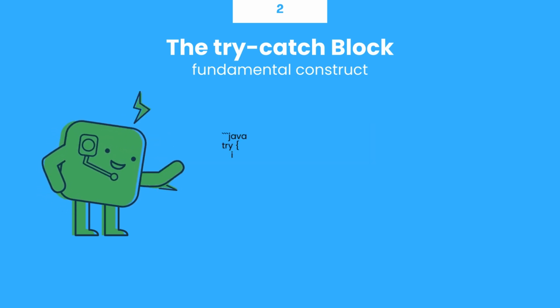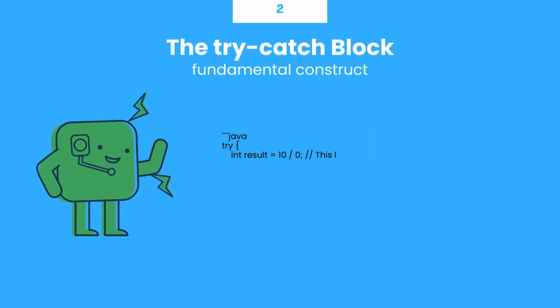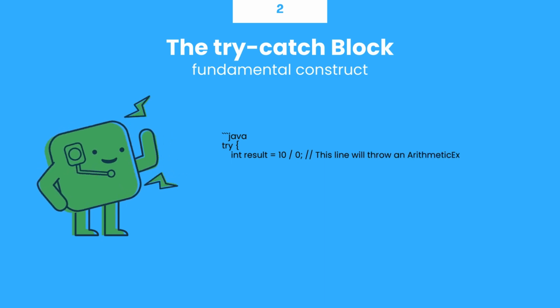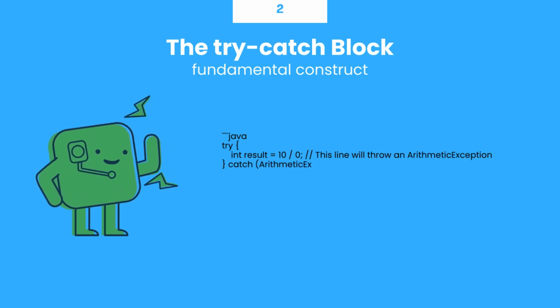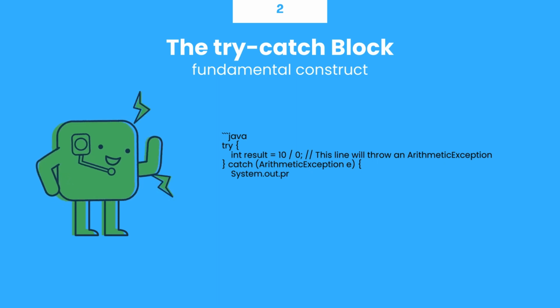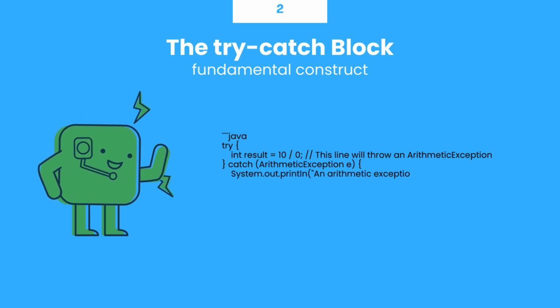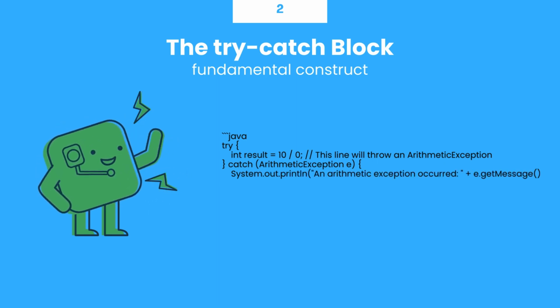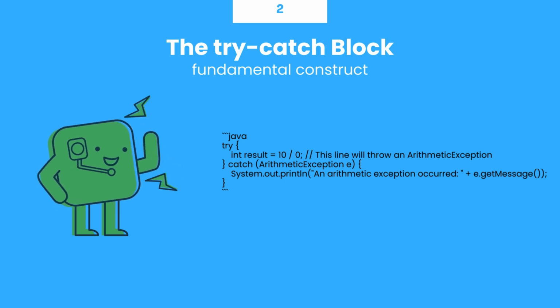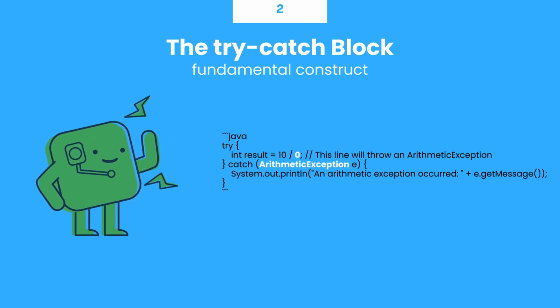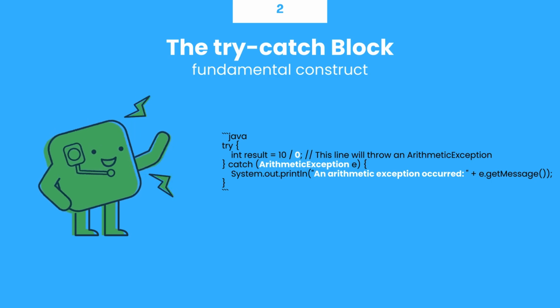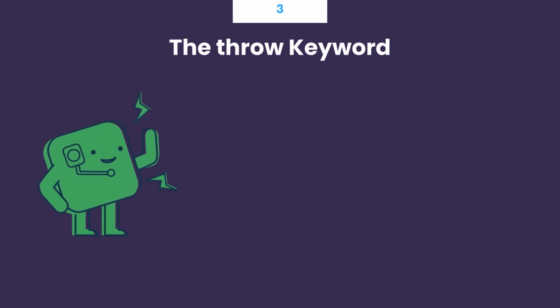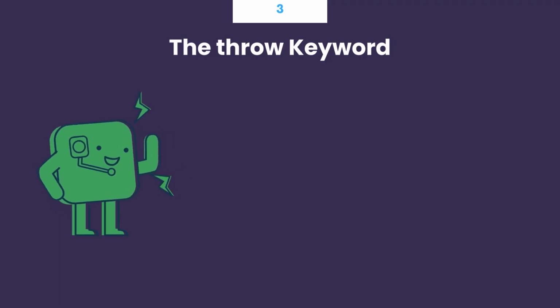try { int result = 10 / 0; // this line will throw an ArithmeticException } catch (ArithmeticException e) { System.out.println("An arithmetic exception occurred: " + e.getMessage()); }. In this example, if a division by zero occurs, the ArithmeticException is caught, and a custom message is printed. Sometimes, we may want to manually throw an exception to indicate an error condition.